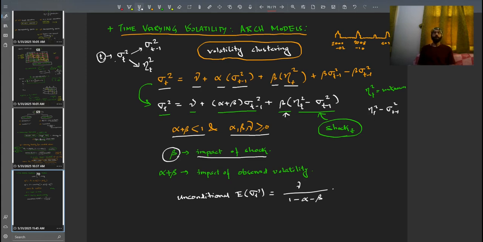What is alpha plus beta? Alpha plus beta is the impact of the observed volatility. That is how much the current volatility remembers the previous volatility. So the more the alpha plus beta, the more the current volatility remembers the previous volatility. That is the volatility at t minus 1. It can be measured and calculated that the expected value of the unconditional variance at time t is given by gamma divided by 1 minus beta minus alpha. This can be mathematically deduced.